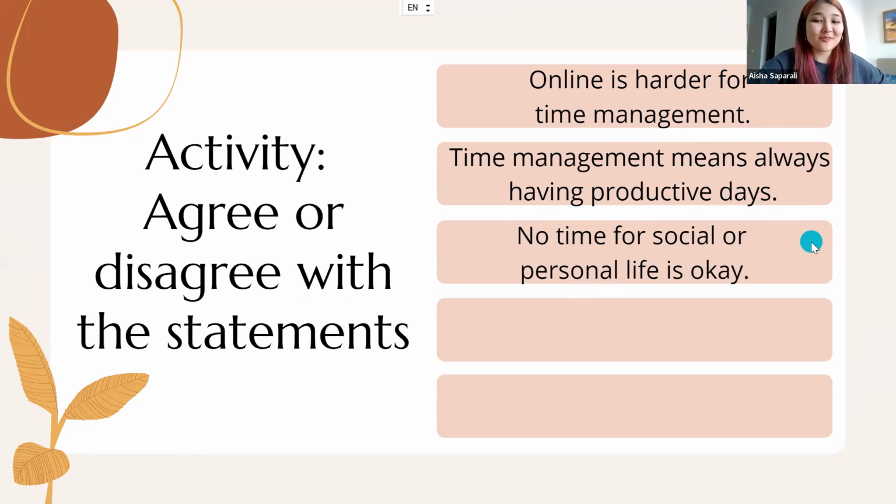Next one: no time for social or personal life is okay. I agree. Asim, you can go first, and then I will. Actually, if you read about psychology, there is one thing called work-life balance, and I guess you need to try to keep a work-life balance, and if you don't, I guess you burn out. I had such an experience. I would say it's not okay.